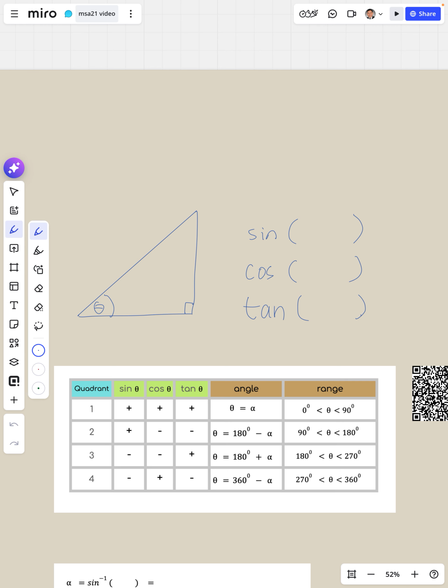For example, if you press sine 300 degrees, will you get a number? Will you get an error message? No, you won't. My calculator says it's negative 0.866.